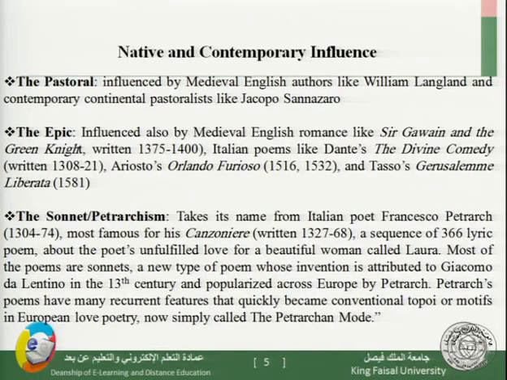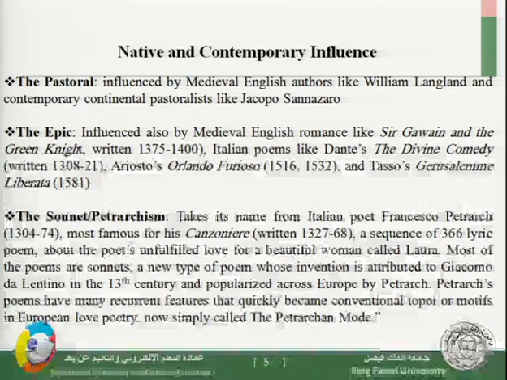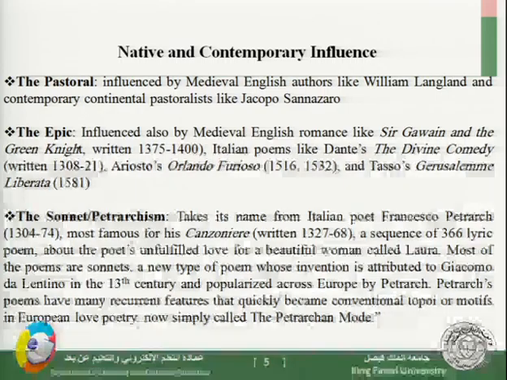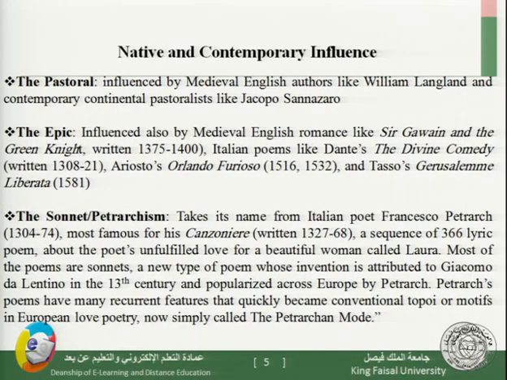Also, as far as epic poetry is concerned, there were also influences besides classical influences. There were influences from medieval English romance, for example, Sir Gawain and the Green Knight. This is a famous medieval epic poem, written between 1375 and 1400.